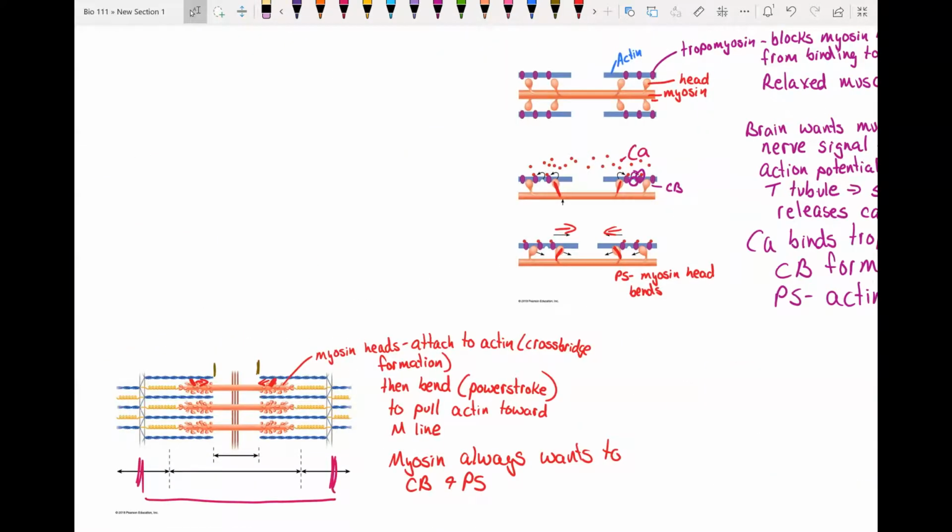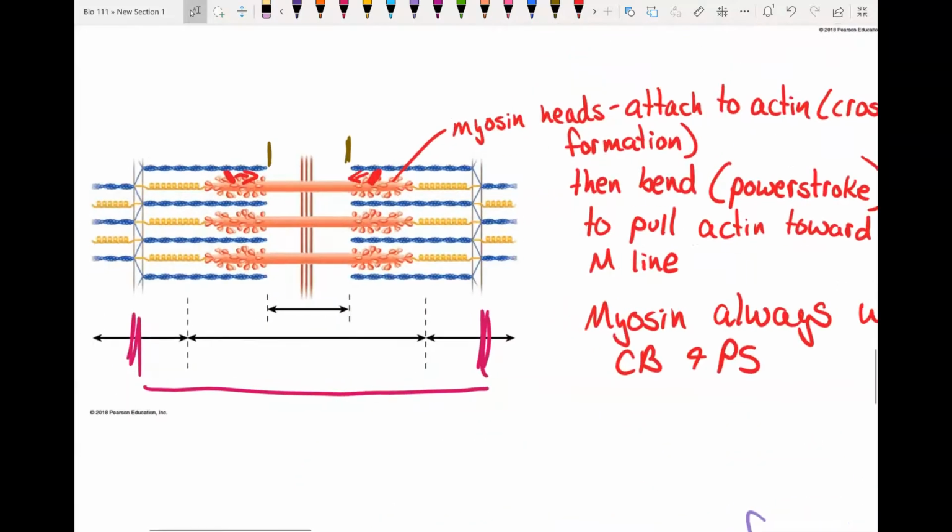So if we put this all together, this picture, there's the sarcomere relaxed. You would have tropomyosin blocking the myosin. Notice that the myosin heads are not attached to the actin in this picture. The tropomyosin is blocking it. So this picture doesn't have the tropomyosin, but if we drew it in, it would be like right here. There'd be the tropomyosin blocking the myosin from binding to actin.